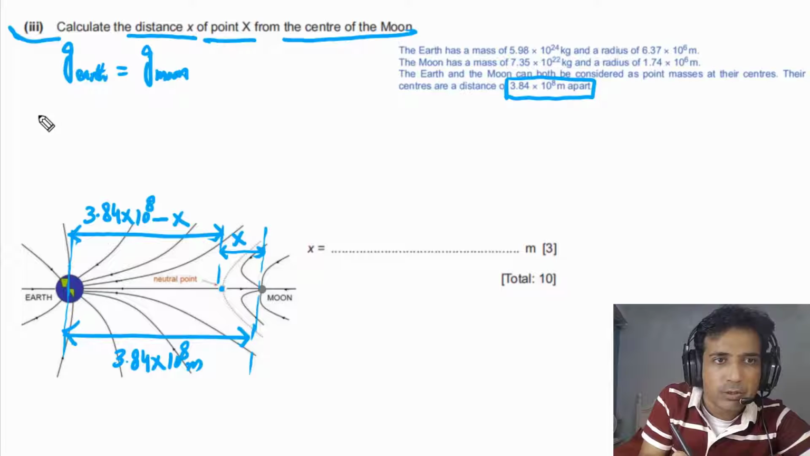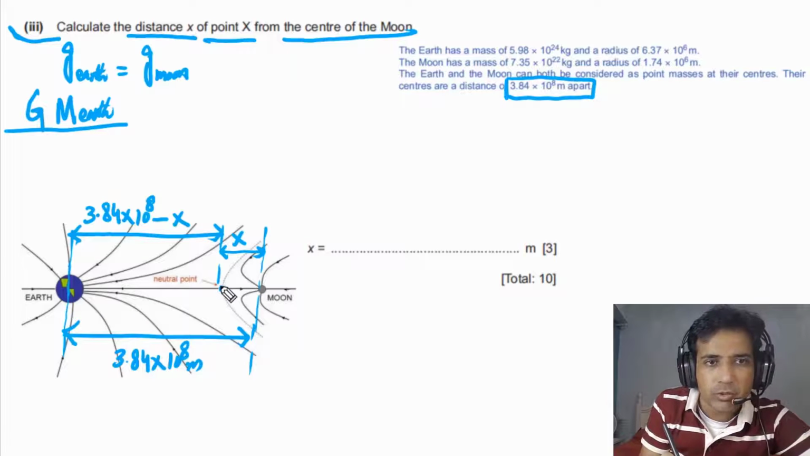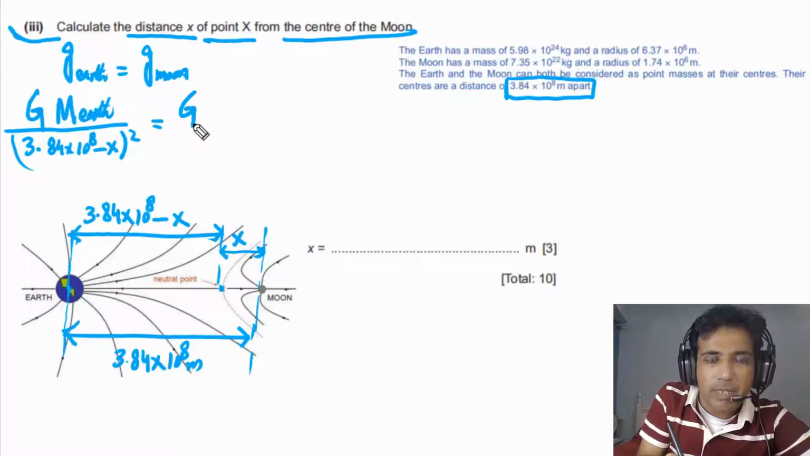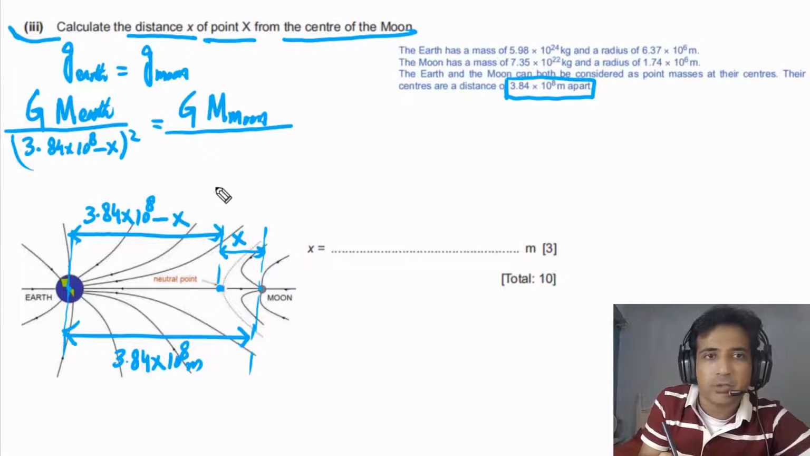So for g due to Earth, we have to write down capital G. We need to write down the mass of Earth and the distance between the neutral point and the center of the planet. And that distance is equal to 3.84 times 10 to the 8 minus x, squared. This has to be equal to capital G times capital M, the mass of the moon, divided by the distance between the neutral point and the center of the moon, and that distance we have said is equal to x squared.